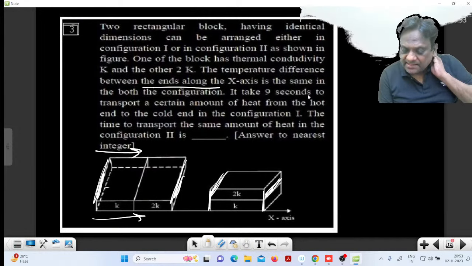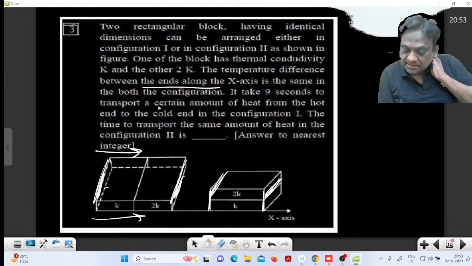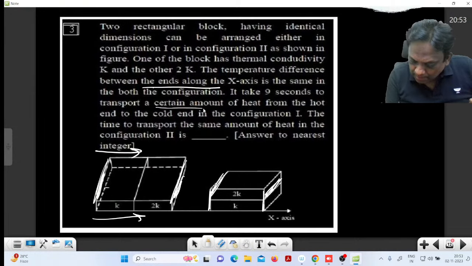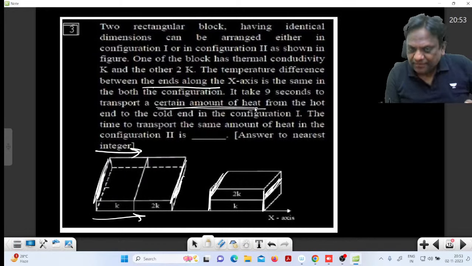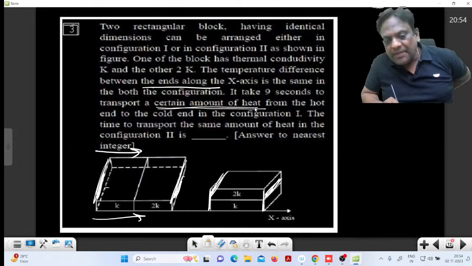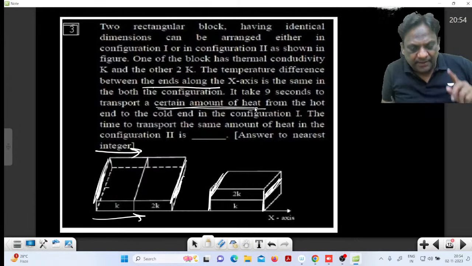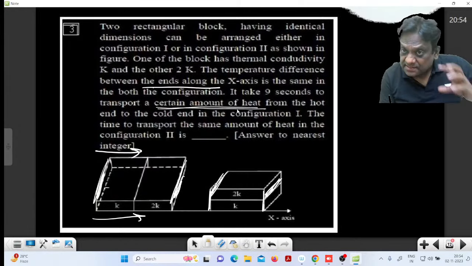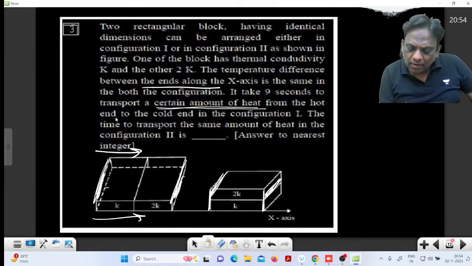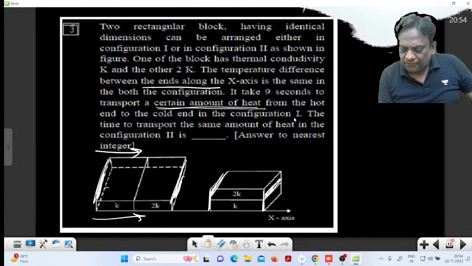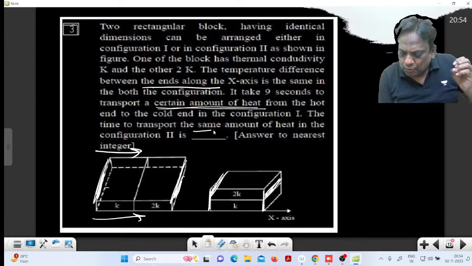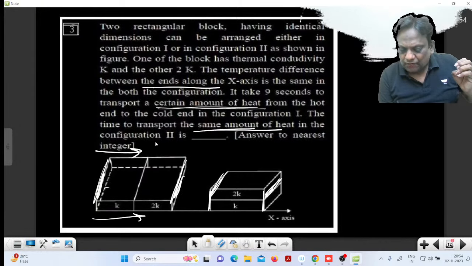It takes 9 seconds to transport a certain amount of heat. The catch word is certain amount of heat, meaning a fixed amount of heat is transported. Let me repeat, sirs. Certain amount of heat means a fixed amount of heat is transported from the hot end to the cold end in configuration 1. And the time to transport the same amount of heat in configuration 2.